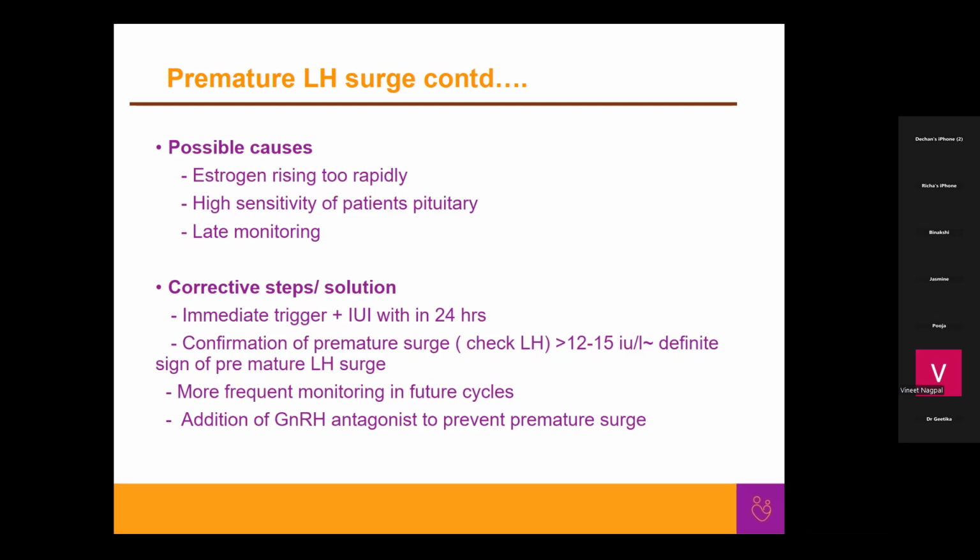The corrective steps are, if we suspect premature LH surge, we can immediately trigger the cycle and do IUI within 24 hours. Or we can confirm it by hormonal levels. We can ask for serum LH levels. If the serum LH is more than 12 to 15 plus, this is a definite sign of premature LH surge, and then we can give the trigger immediately and plan IUI within 24 hours.